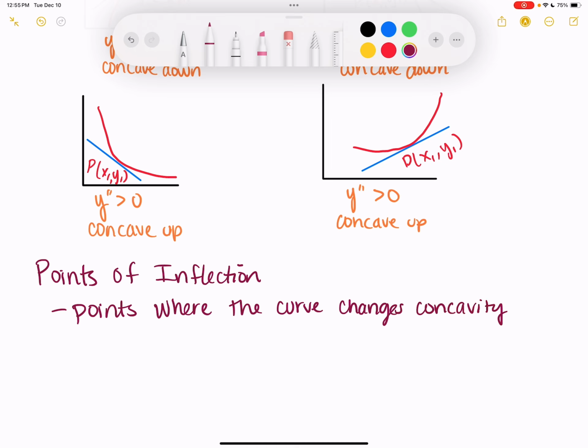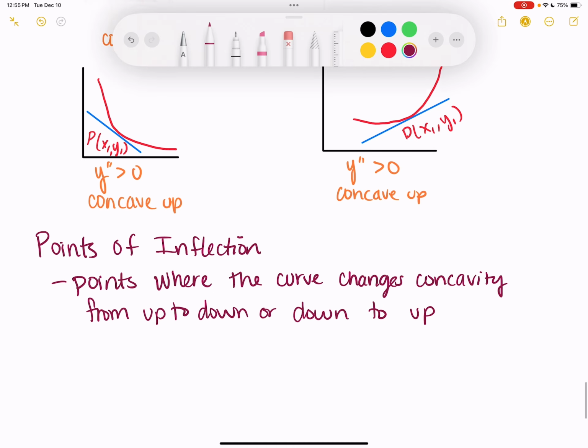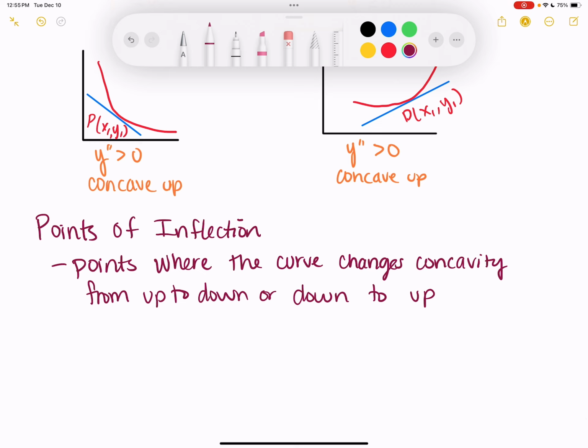From up to down or down to up. Maybe it would just sound weird to say convexity. Yeah, I don't really like convexity. It sounds very vexing. True that.